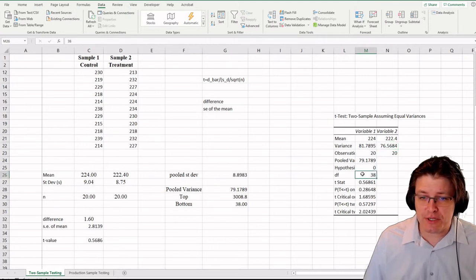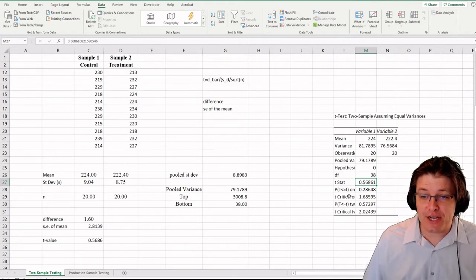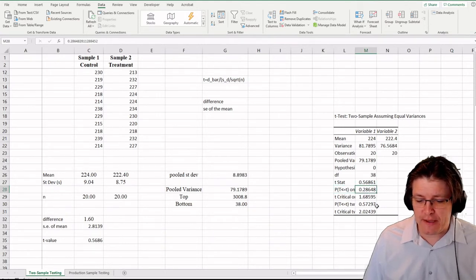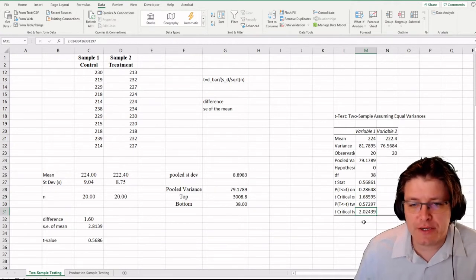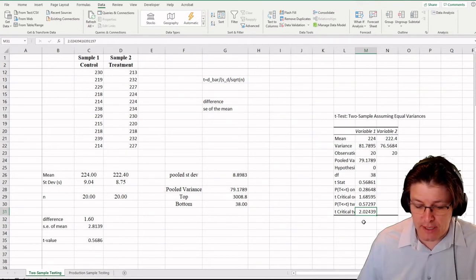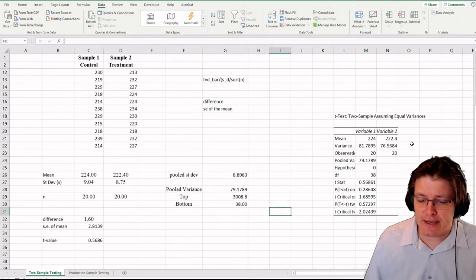We have our 38 degrees of freedom, and we have our t-stat, which is 0.568. So that checks out. Again, much easier than what we did the last 15 minutes. And we have various p-values and whatnot, but this does spit out everything we would need to know to determine whether or not we have enough. And actually, this is that 2.024. So we have everything we need right in front of us by just going into the data analysis toolpack.